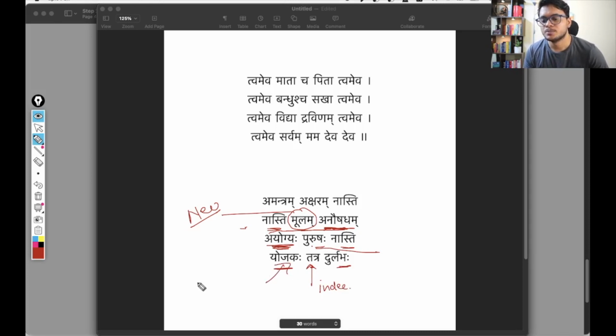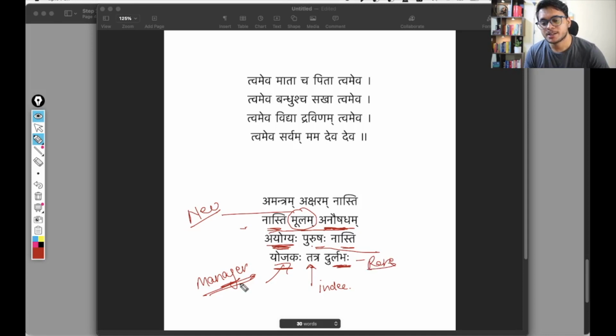Yojakah, this means manager. You can understand it like this. Yojaka means manager, someone who manages, or the leader, or think of it as a leader or a manager. So Yojaka means manager. This Durlabha means rare.